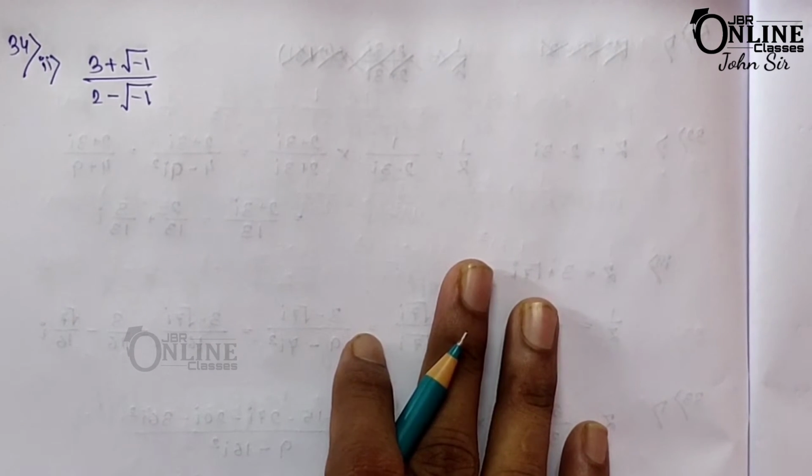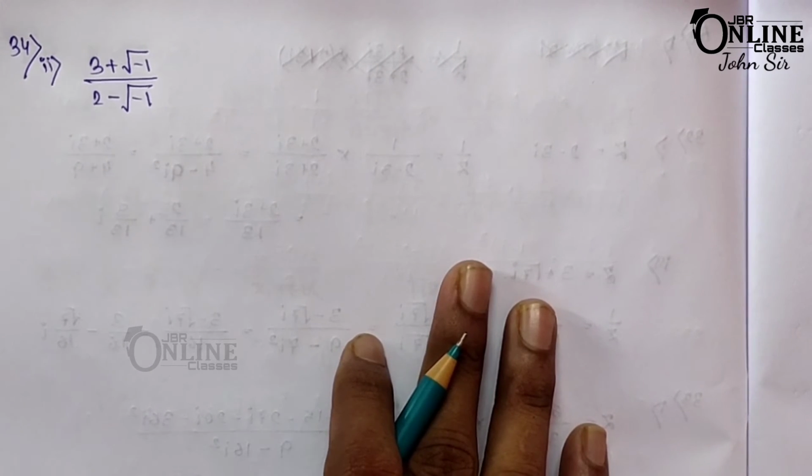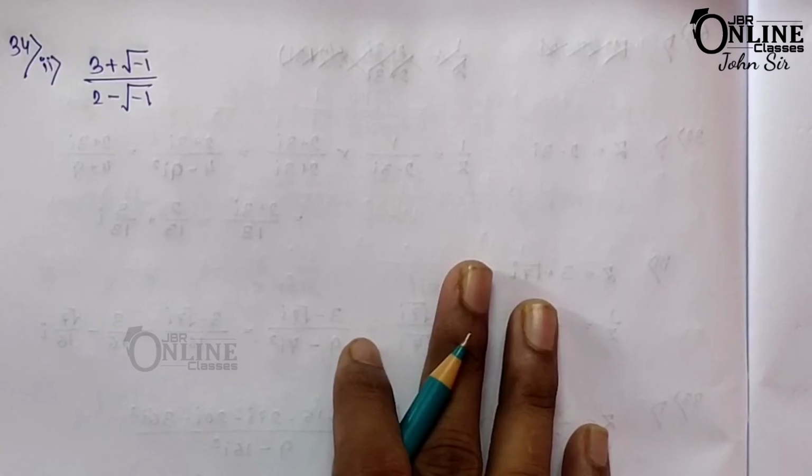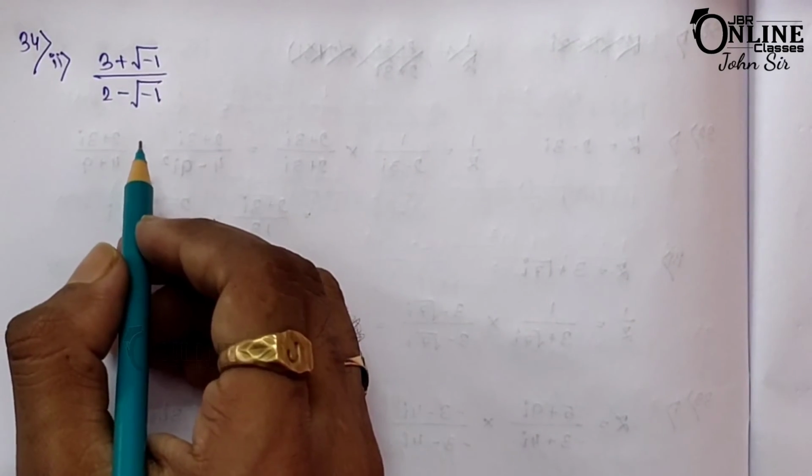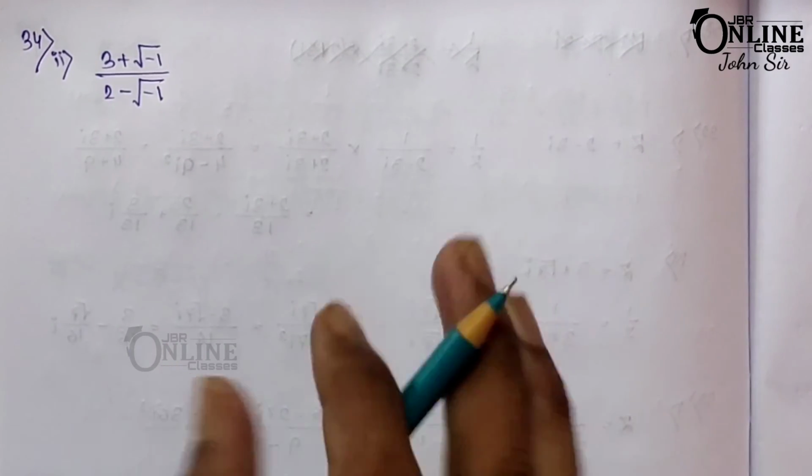Okay, now next, sum number 34. Express the following complex number in the form of a + ib, and also find the conjugate and the modulus of each number. So here in sum number 34, there will be 4 sums, and I am going to solve the second one and the fourth one, because all are the same type of problems.